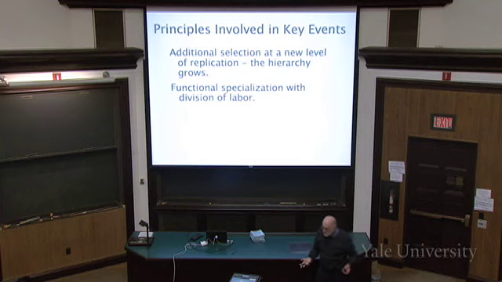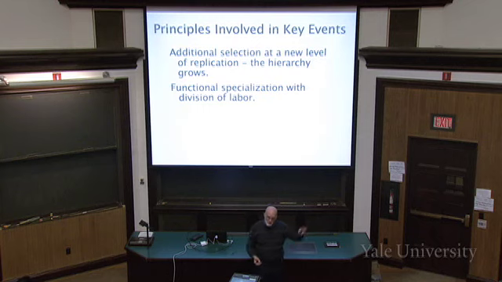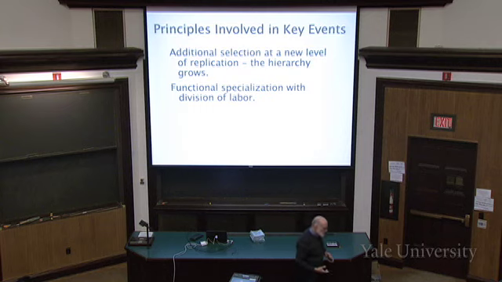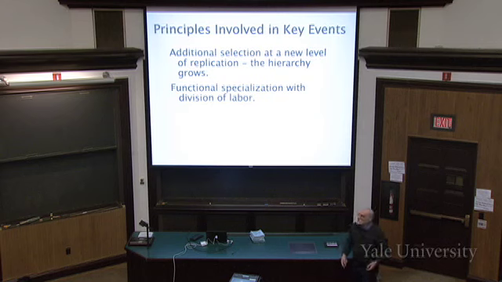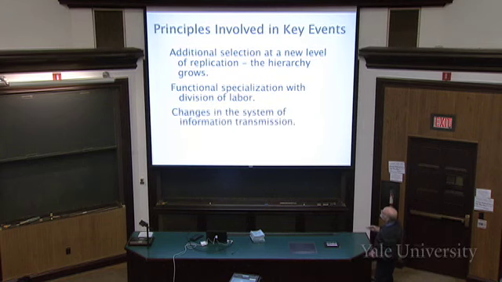In a social insect colony, we would say that the queen is specialized on reproduction, and then we have the different castes that are doing things. Some of them are cleaning up the garbage in the colony, some of them are feeding the queen, some of them are foraging outside. And you can see the analogy to a human society as well. So there's functional specialization with division of labor.